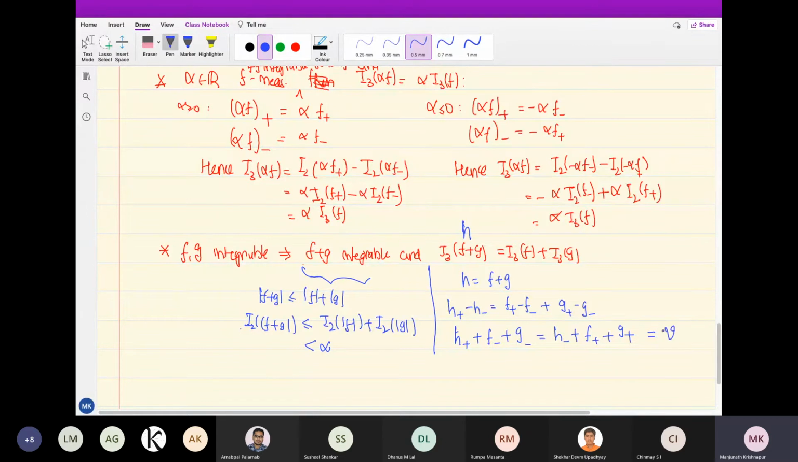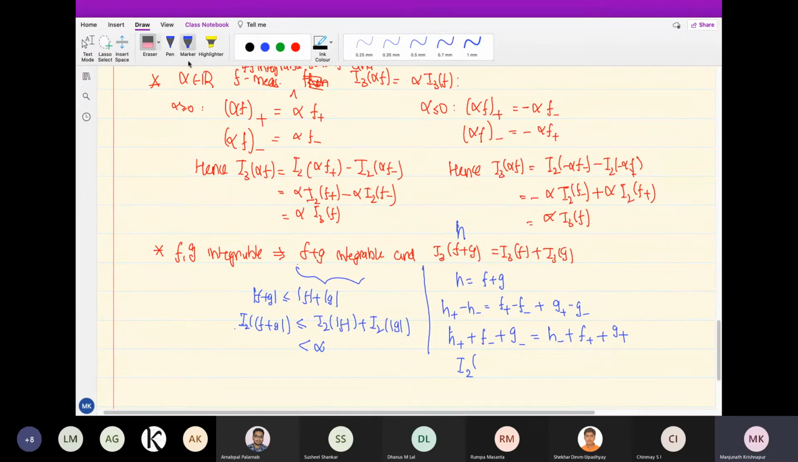V is both this and this, just for convenience. What happens is, now I2 of V, these are all non-negative. So these are all non-negative measurable. Everything here is non-negative measurable. Now I apply I2. I2 of H plus F minus plus G minus equal to I2 of H minus plus F plus G plus.